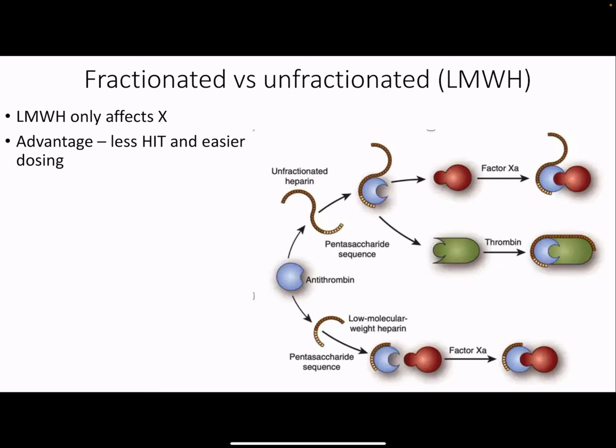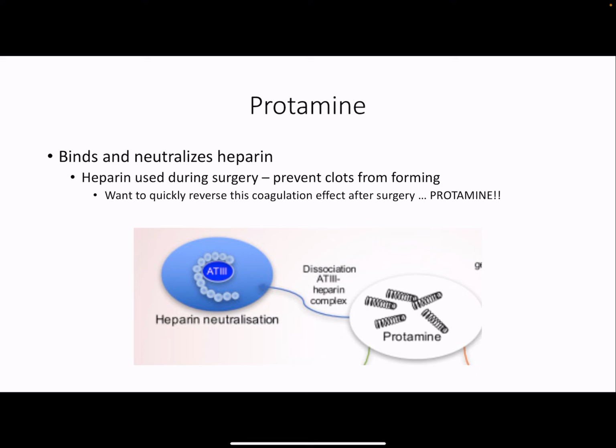Fractionated versus unfractionated. Long story short, the low molecular weight only affects 10, while the unfractionated affects 10 and thrombin. So here again, we see that this one is just 10. And this is just that it is less likely to induce the thrombocytopenia, the HIT type 2, and it's also easier to dose the low molecular weight one.